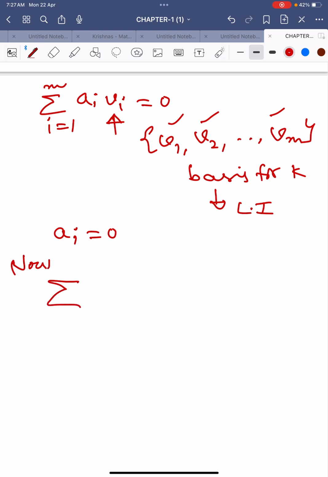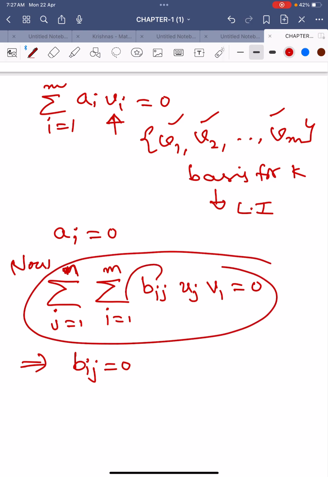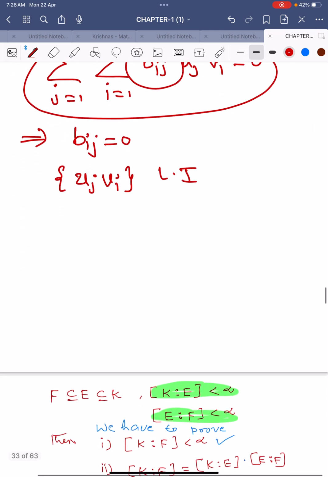Now we take summation over j equals 1 to n, summation over i equals 1 to m, bij uj vi is equal to 0, which implies all the scalars bij are equal to 0. It means in this linear combination all the scalars are equal to 0. If all the scalars are equal to 0, then the vectors uj into vi must be linearly independent. What does it mean? This is nothing but capital S. We defined that this product of elements lies in S. Therefore, S is a linearly independent set.